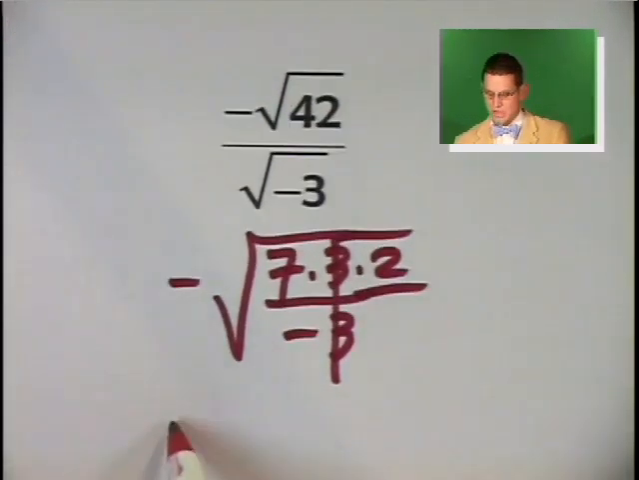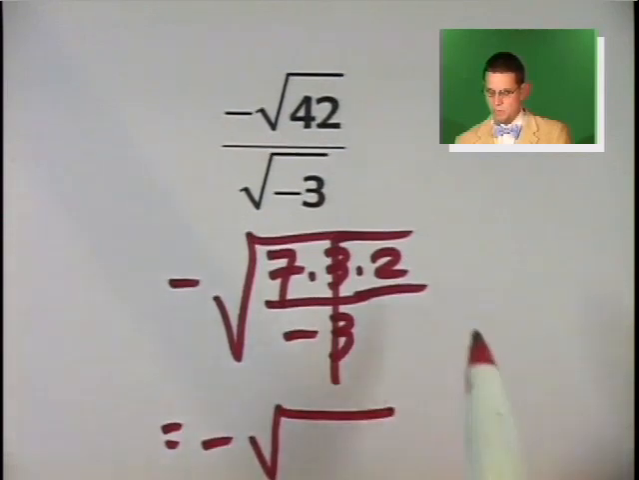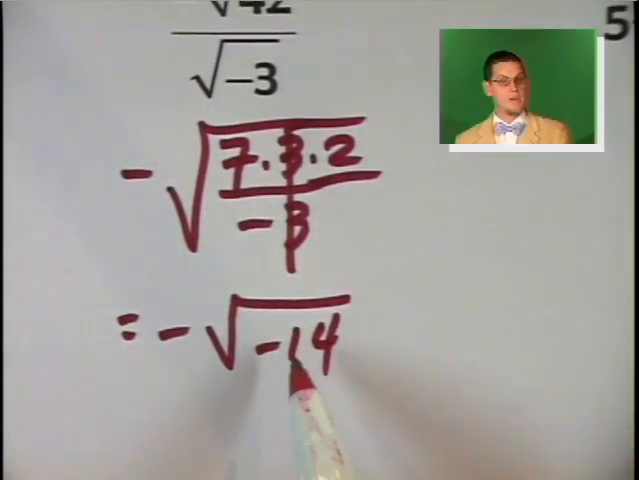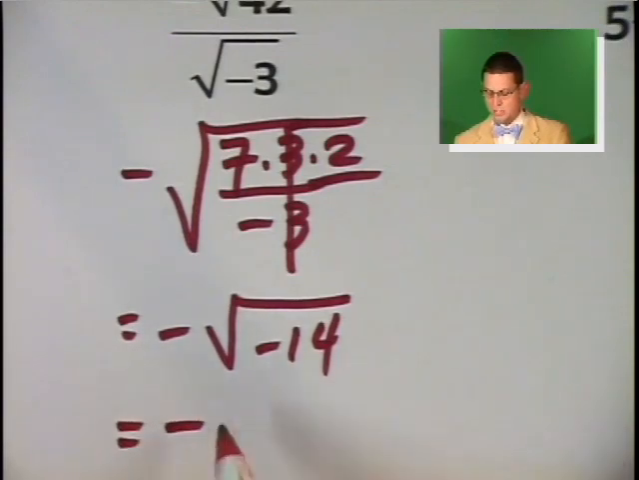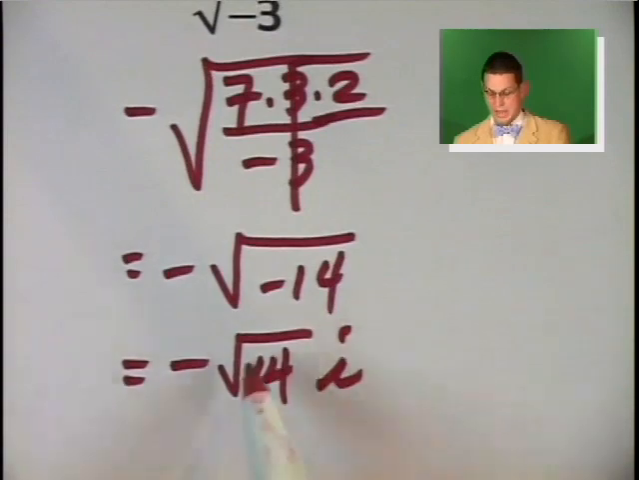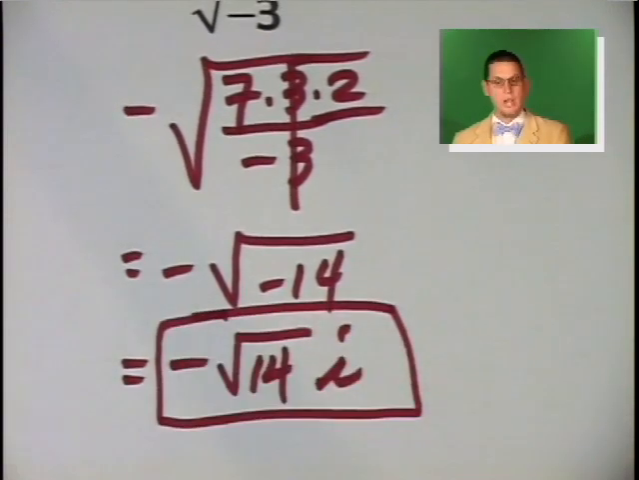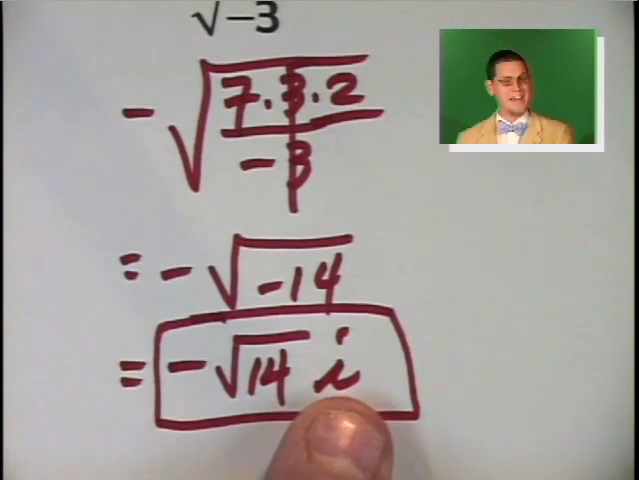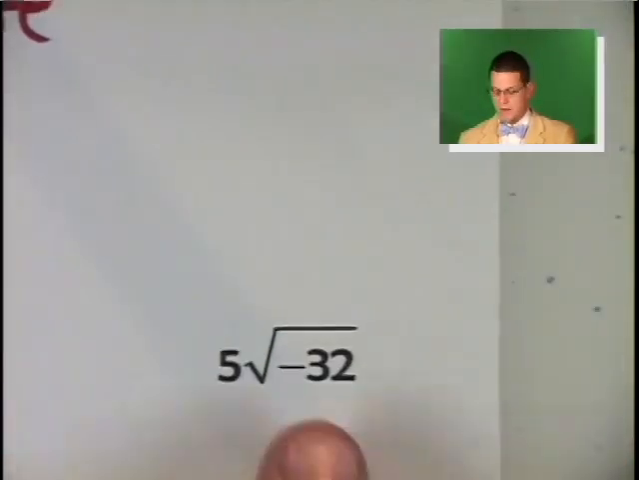So what we're left with now is negative square root of negative 14. Well, 14 is not going to have any perfect square factors. It's just 7 and 2. But we can take the negative out from under the radical. And that becomes negative square root of 14 times i. i is outside the radical. And that would be simplifying it. So now we don't have a negative under the radical because we've got the i on the outside. Got it?